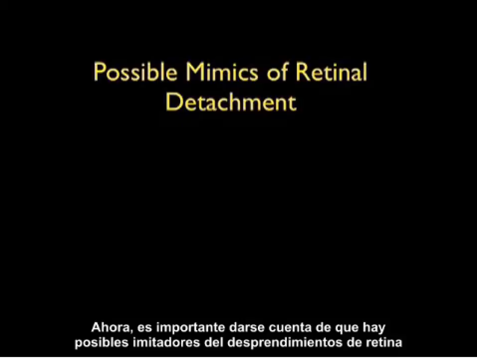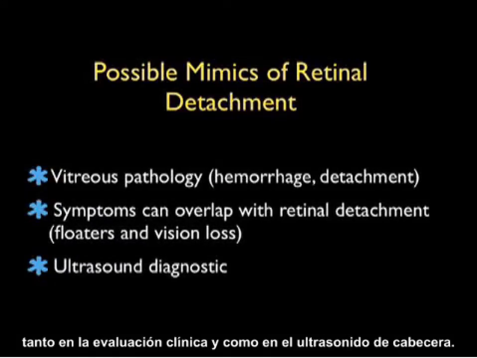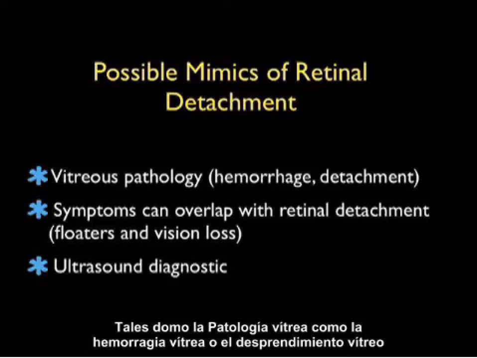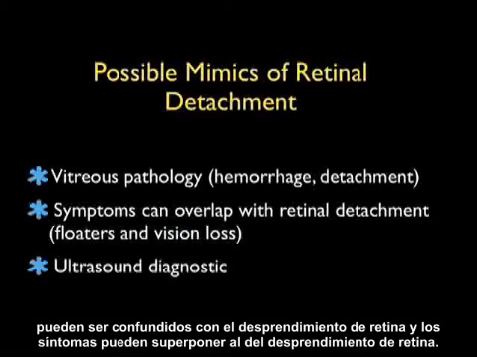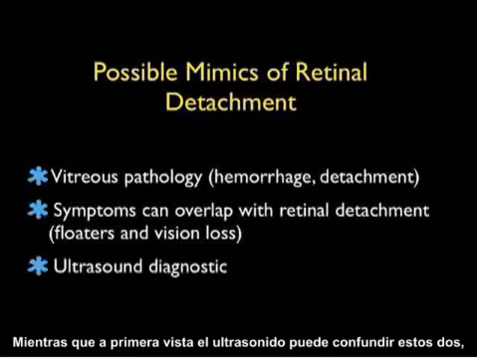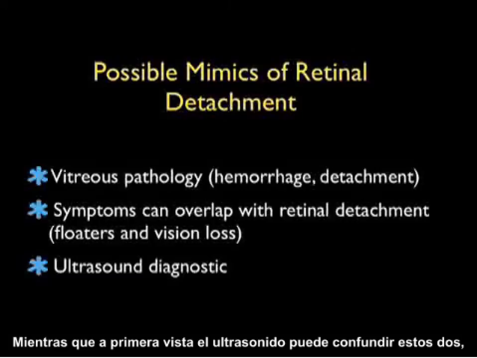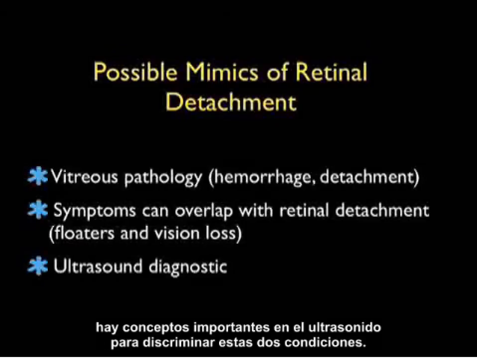Now, it's important to realize that there are possible mimics of retinal detachment both on clinical evaluation and on bedside ultrasonography. Vitreous pathology, such as vitreous hemorrhage and vitreous detachment, can be confused with retinal detachment, and the symptoms can overlap with that of retinal detachment. Patients can have both floaters and vision loss. And while at first glance the ultrasound may confuse the two, there are important concepts with ultrasound in order to discriminate the two conditions one from another.